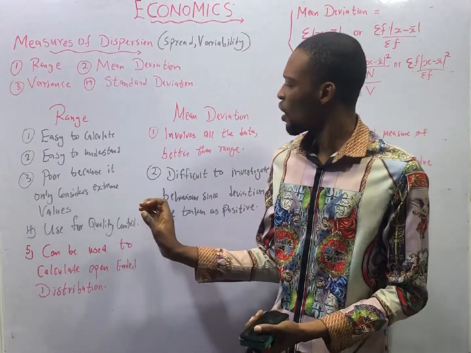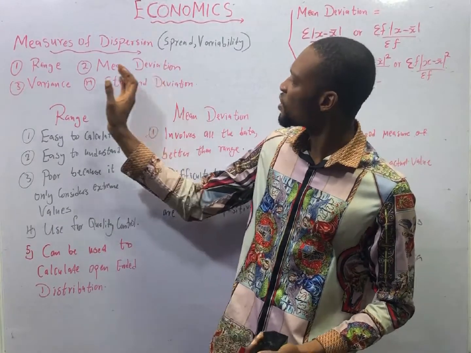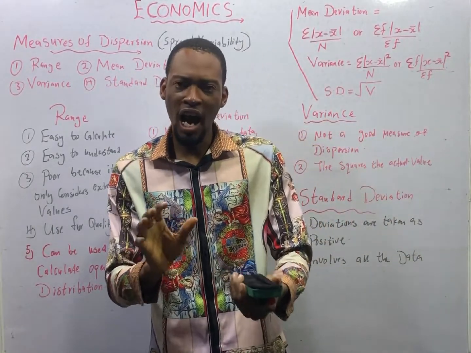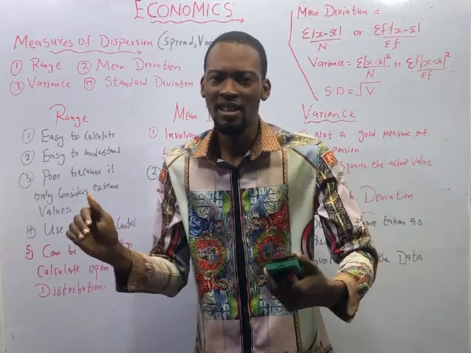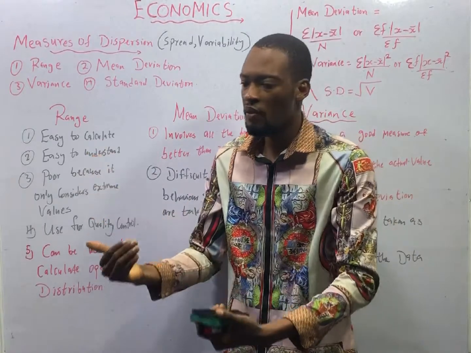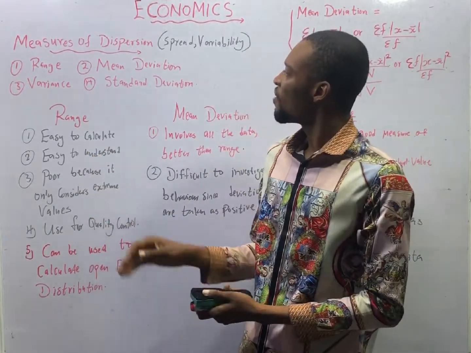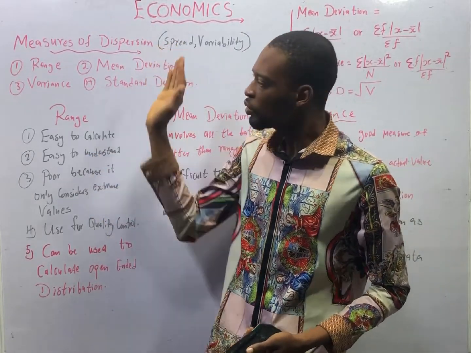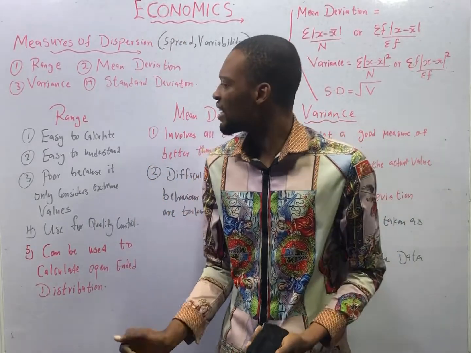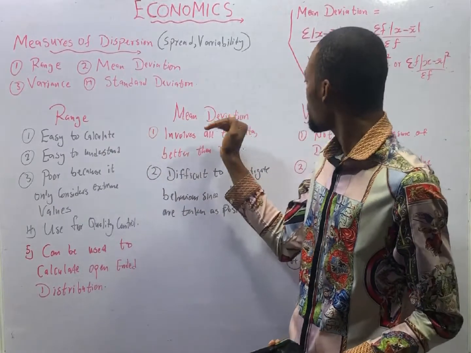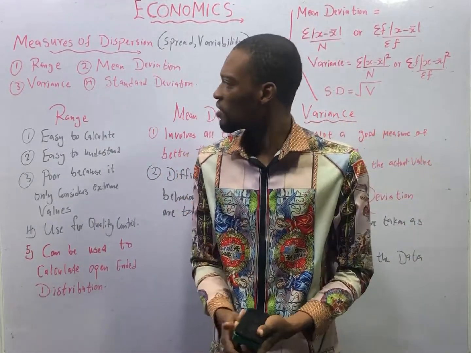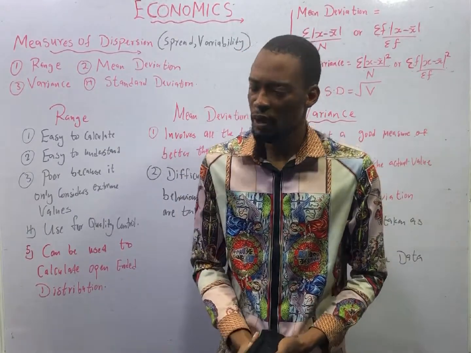In this class, we are dealing with the measures of dispersion. The measures of dispersion deals with how values or data spread about the mean. How do data spread about the mean? It is also referred to as the measure of spread or the measure of variability. Anytime you see range, mean deviation, variance, and standard deviation, we are talking about the measures of dispersion.